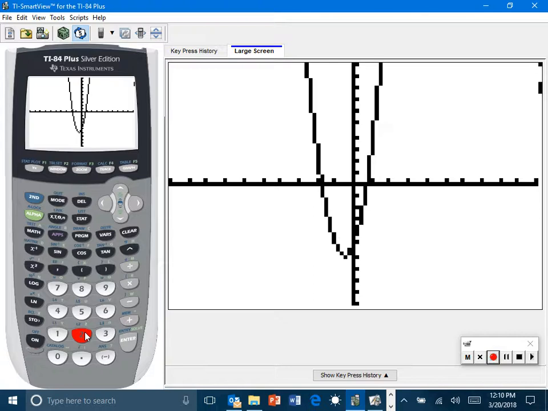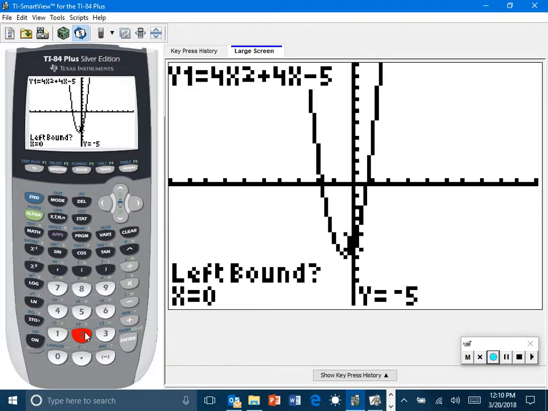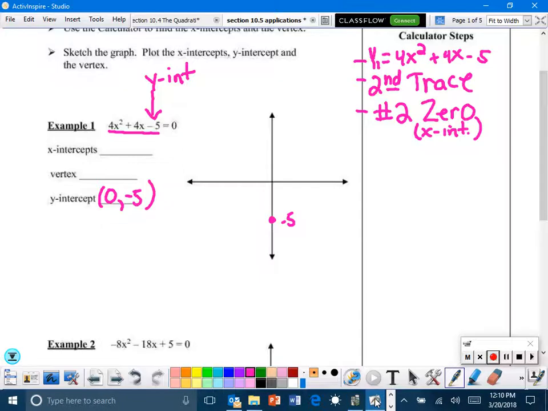It's going to graph it, and we're going to see that we've got an x-intercept on the left and an x-intercept on the right. And now you'll notice it says left bound. So let's go into a little bit further explanation here. What we're going to do with the left bound is we're going to need to mark it. After we get to the left side of the x-intercept, again, listen, the left side of the x-intercept, once we get there, we're going to hit enter one time.